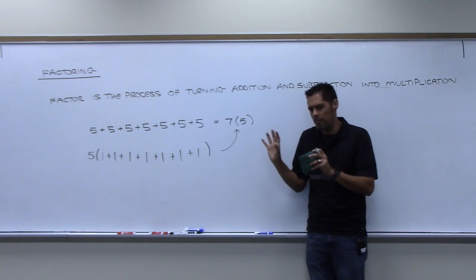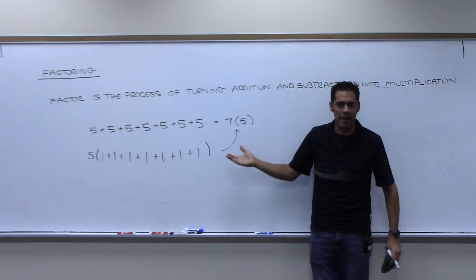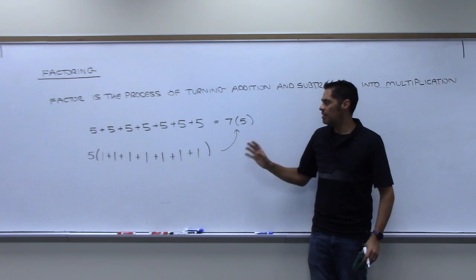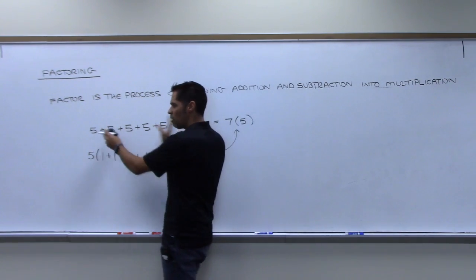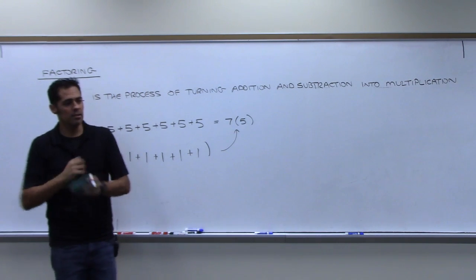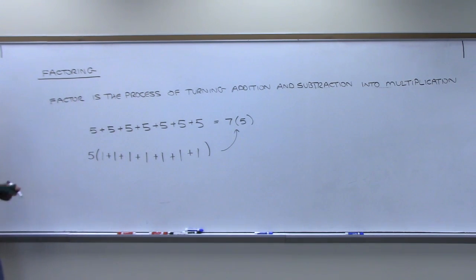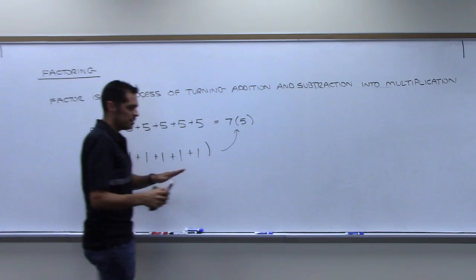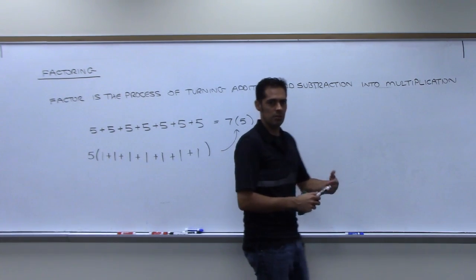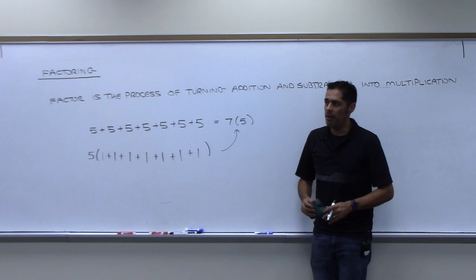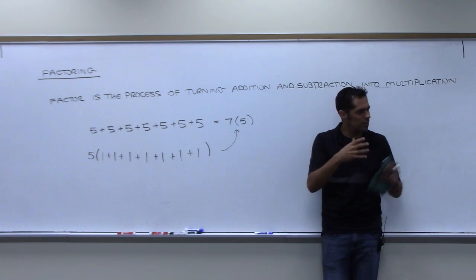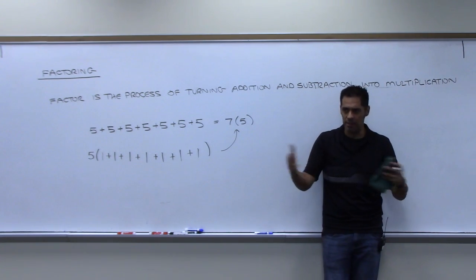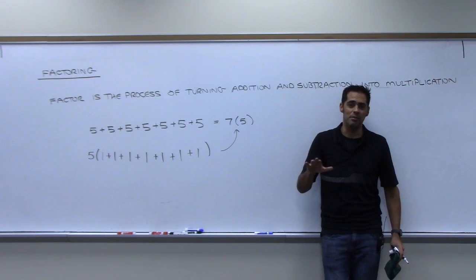Now this is a very primitive way of looking at factoring, but this is what factoring is about. It's taking something that's added or subtracted and somehow converting it to multiplication, which makes our lives a lot easier later when we're trying to do certain things with functions. When it comes to factoring, there are a lot of different techniques, and everyone has a different background in factoring. I don't know where everyone is in their factoring right now.